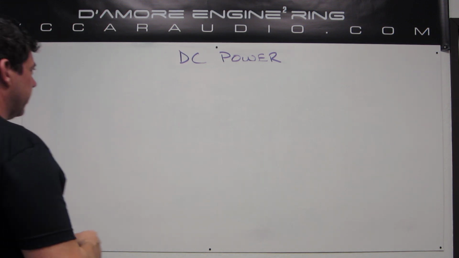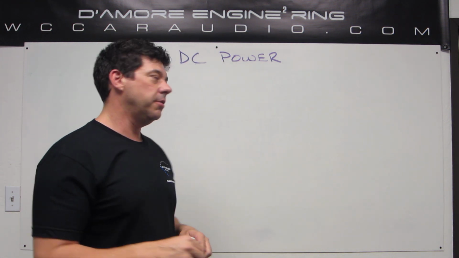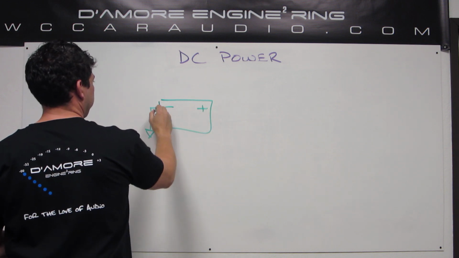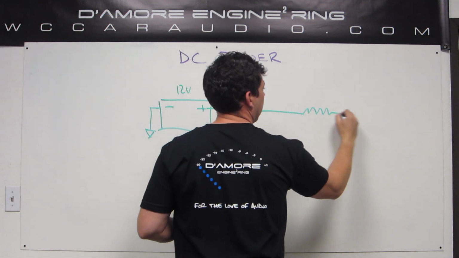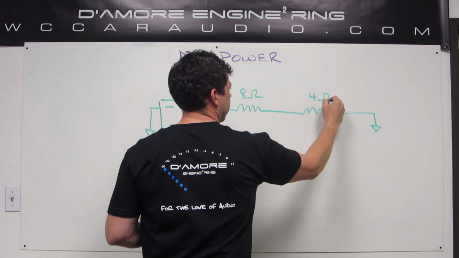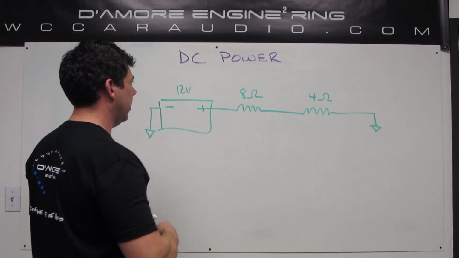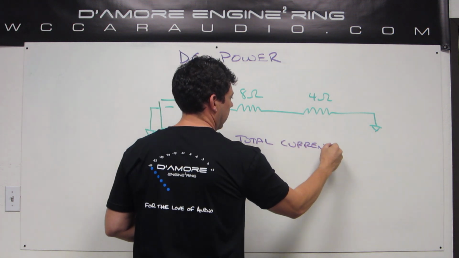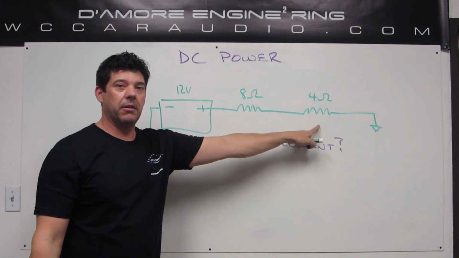And that'll bring us to this week's homework problem. The last one we just did was 2 unequal loads in parallel. Now we're going to do 2 unequal loads in series. There's our trusty 12-volt battery. Ground. 8 ohms and a 4 ohm in series. Homework question is, what is the total current? And how much power is going through the 8 ohm and how much power is going through the 4 ohm?